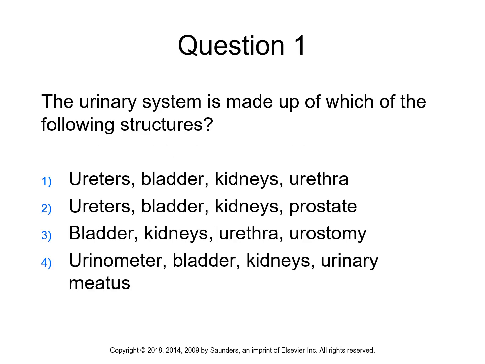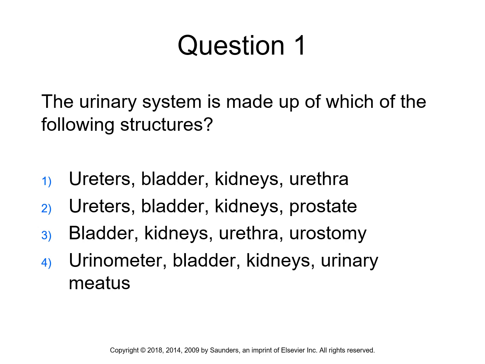So a question, the urinary system is made up of which of the following structures? This is just kind of a look back of what we've already talked about. The answer is number 1, ureters, bladder, kidneys, and urethra. The rest is not part of the system. Prostate is not part of the system, but it's right there. So it can cause problems if it enlarges or there's any issue with the prostate.